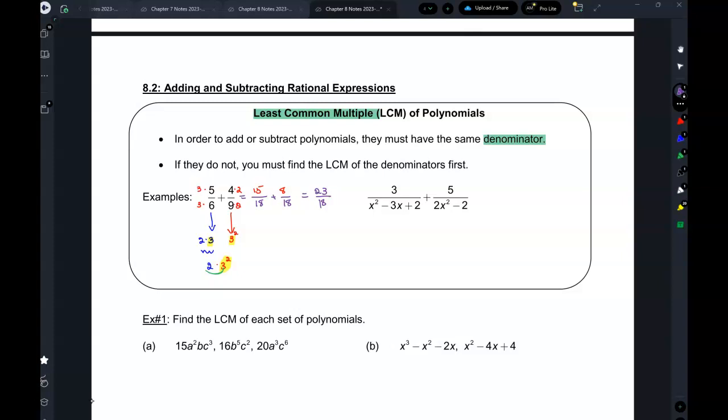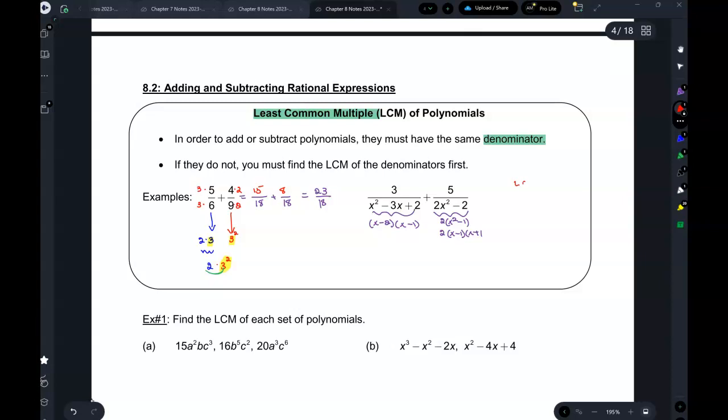Okay, so now let's do the same thing here. Remember what we did in the case of the 5/6 and the 4/9? I looked at the factors. So let's take a look at the factors of the denominators here. In this case, the factors of that denominator are x minus 2, x minus 1. The factors of this denominator are 2, x squared minus 1, which when I factor further, is x minus 1, x plus 1.